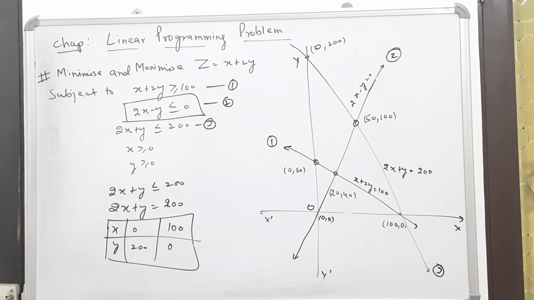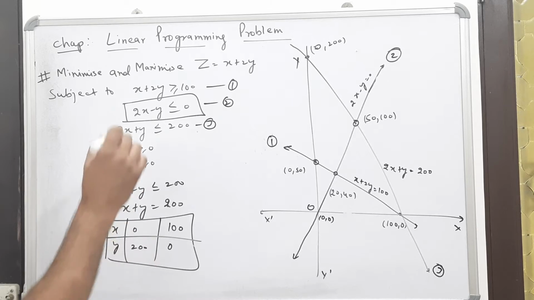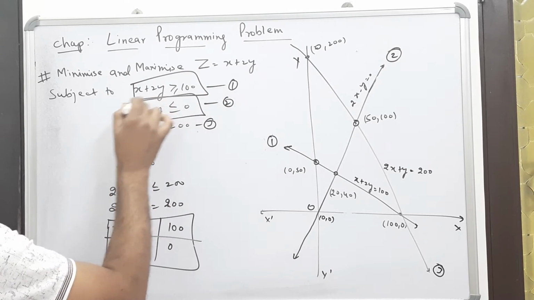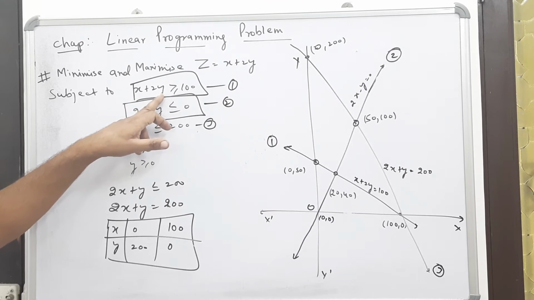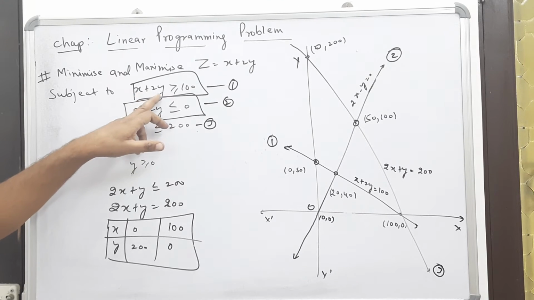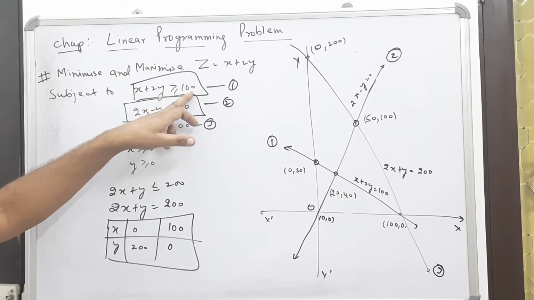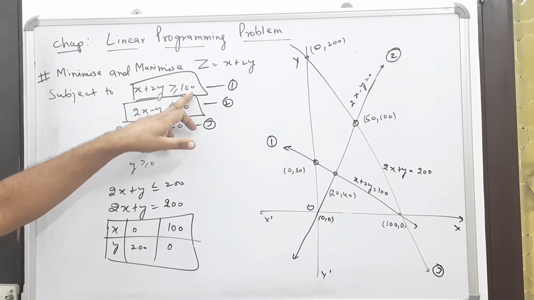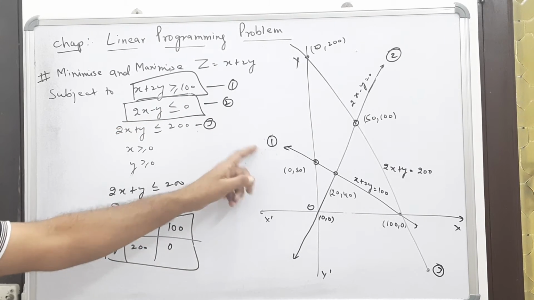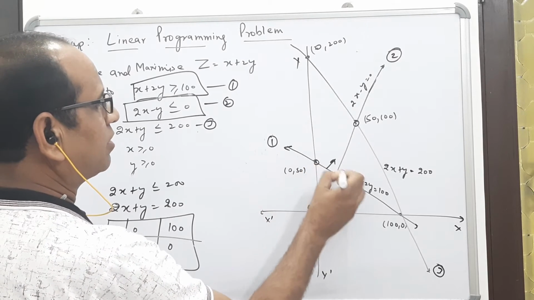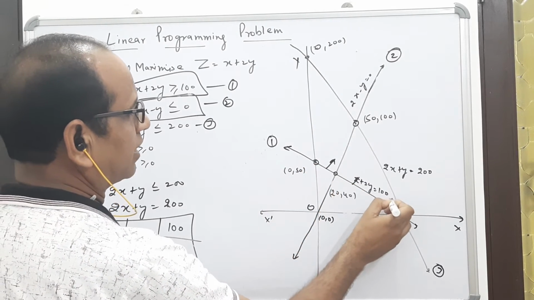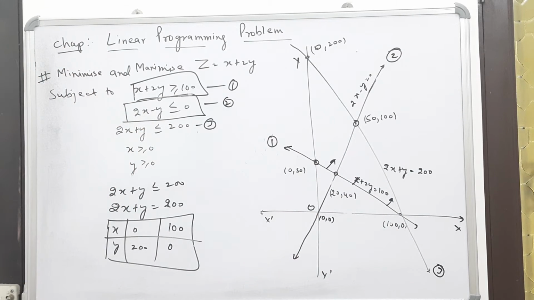Now we will use the inequalities. In the first one, when you put x equals 0 and y equals 0, then 0 plus 0 greater than or equal to 100 is not satisfied. Not satisfying means the region will be away from the origin. So the arrows will be on this side.